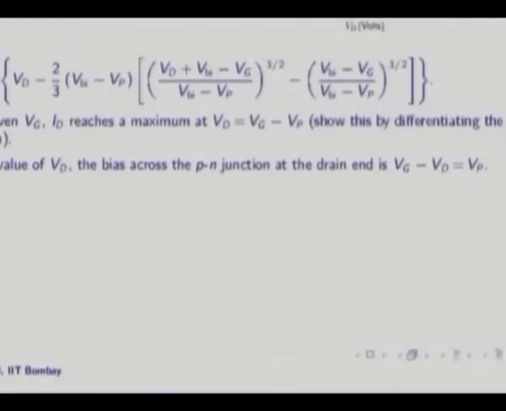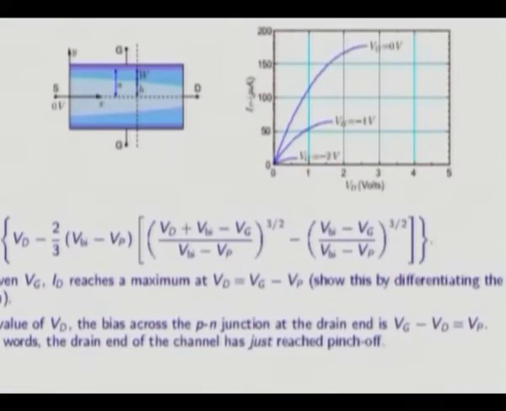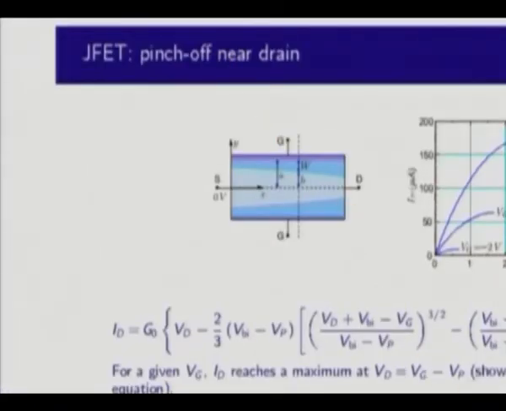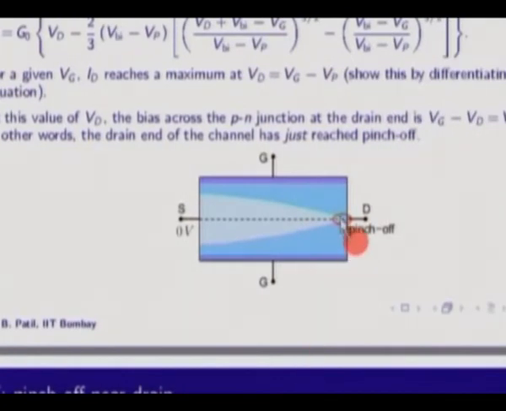And how do you show this pictorially? Here is a figure which shows that. This is at this particular point, or this point, or this point, depending on the VG. This is the situation here. So at the drain end, the top depletion region and the bottom depletion region have just merged with each other, and that is the pinch off situation denoted by this circle here.